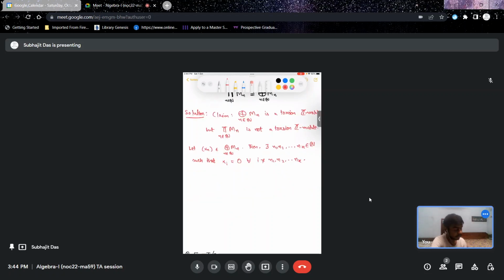Non-zero entries, right? So this is true. So we know that x_{n1}, x_{n2}, ..., x_{nr}, all these elements might be non-zero. Other than all these elements, everything else is 0, right? So we can just focus on these elements.